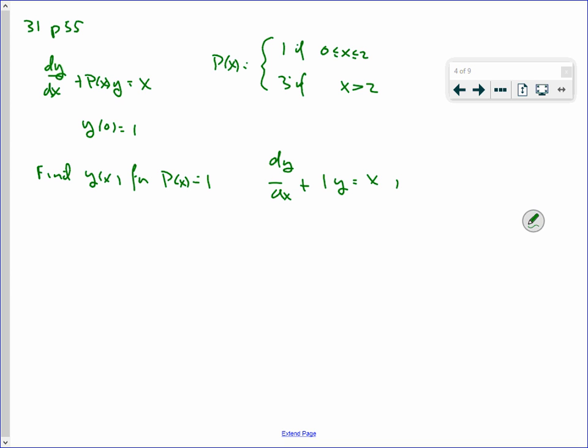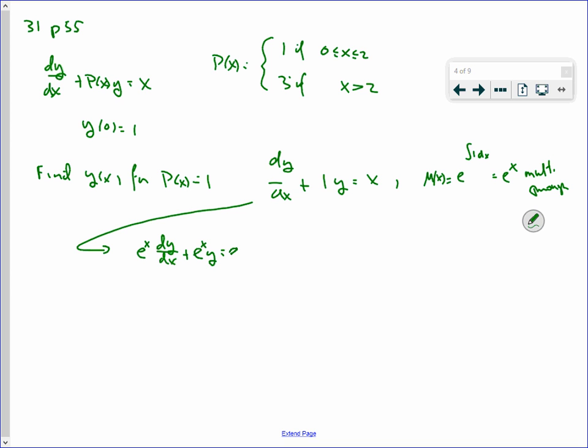So our integrating function is e to the integral of 1 dx, which is e to the x, like we had on the previous problem. Multiply this through. Then we have e to the x dy/dx plus e to the x times y is e to the x times x. The left side is a perfect derivative. This integrating factor gives us a perfect derivative.